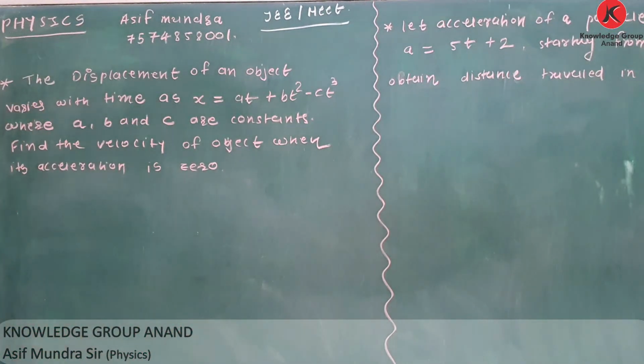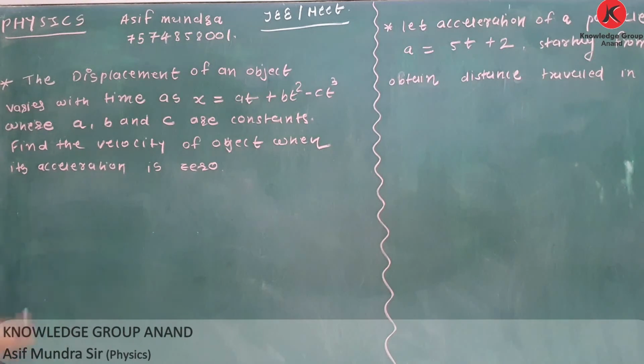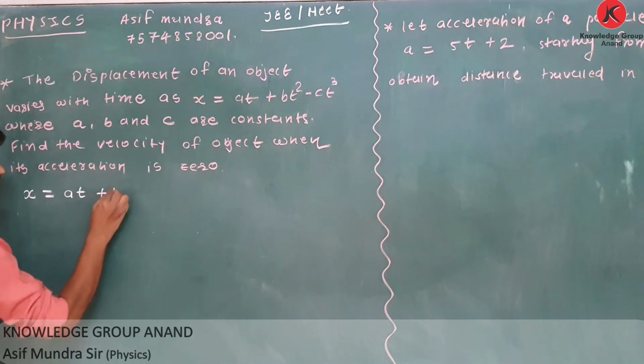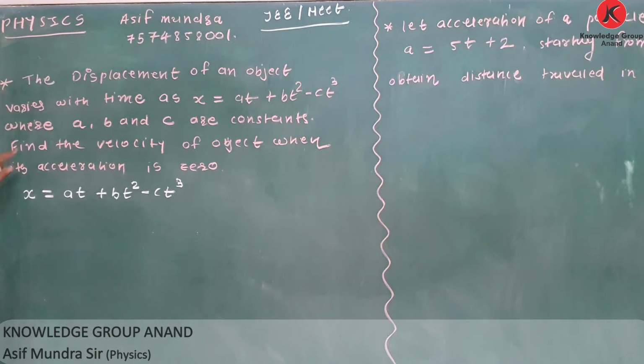So here we have one question. The displacement of an object varies with time as x is equal to at plus bt square minus ct cube, where a, b and c are constants. Find the velocity of object when its acceleration is 0. See what you have to do. You are given displacement, x is equal to at plus bt square minus ct cube. You have to find velocity when acceleration is 0, means you have to find both things, velocity and acceleration.